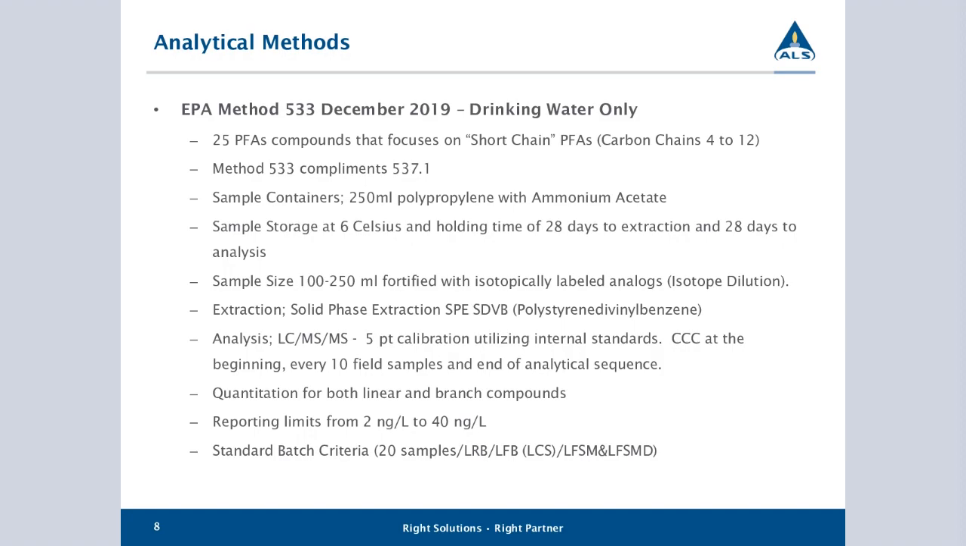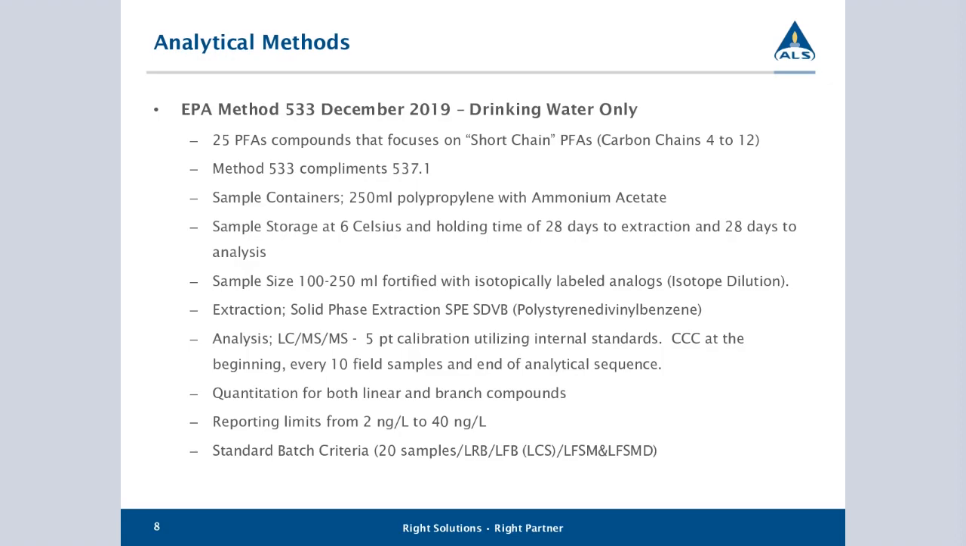So in 533, which came out in December of 2019, this again is for drinking water only. It is designed for 25 PFOS compounds that focuses on short chain PFOS, so carbon chains from 4 to 12. It is not a replacement for 537.1 revision. It complements that methodology. The sample container is the same, but the preservative is different.